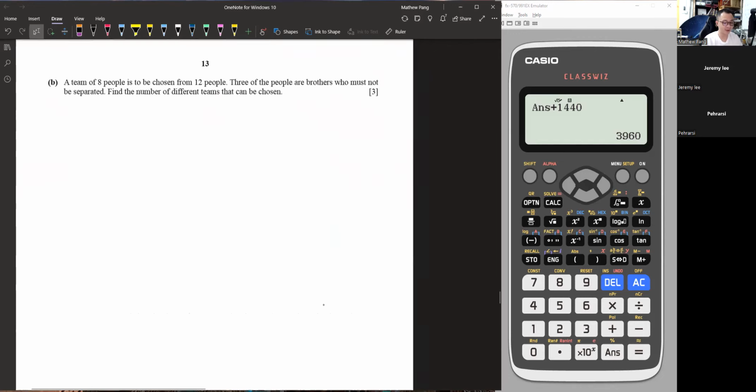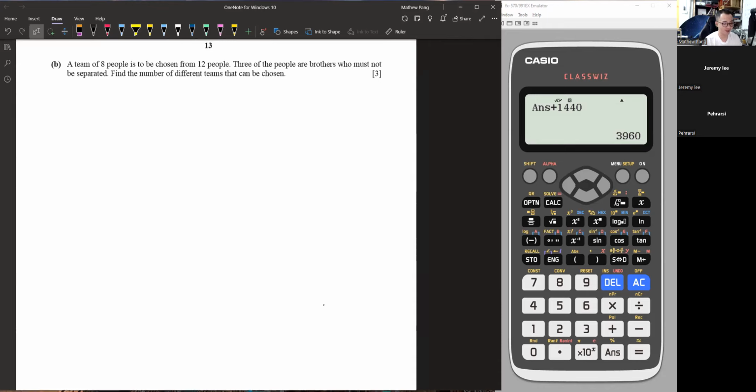Alright, so we have a team of 8 people. It should be children from 12 people. So three of the people are brothers, who must not be separated. Find the number of different teams that can be chosen. So yep, they want to choose 8 people. So here they just say these 3 brothers, right? They cannot be separated.